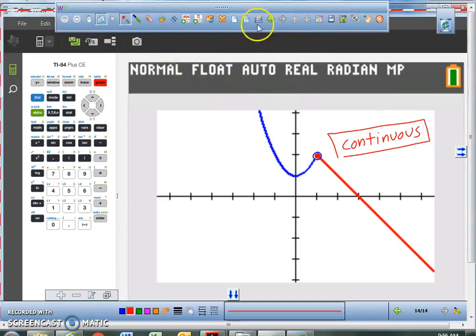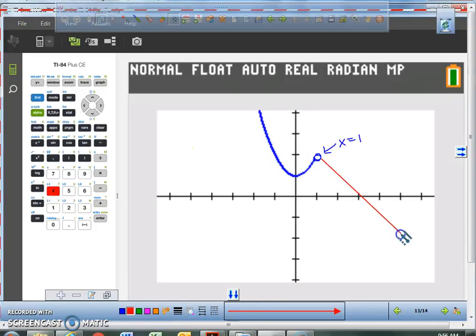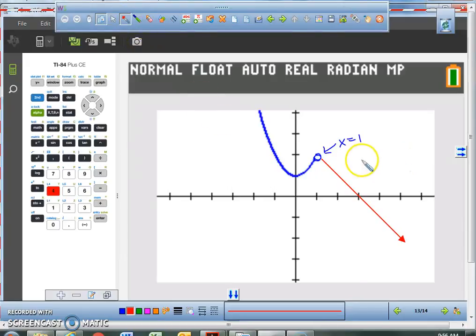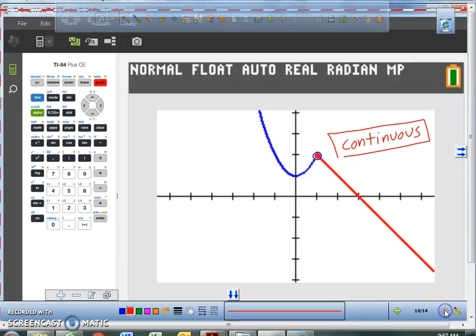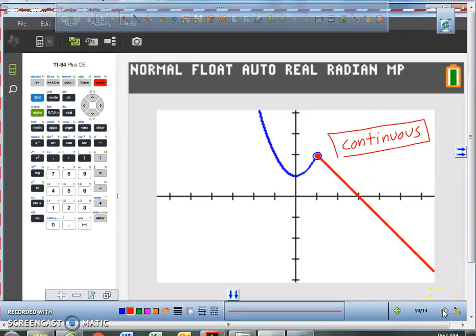Now, to review, let's say you had something that looked like this. Hold on. Here we go. Let's say this was your graph. If that was your graph and that point was not filled in, the answer would be what's called point discontinuity. But because it was filled in, it's continuous. Not filled in, discontinuous. Filled in, continuous.